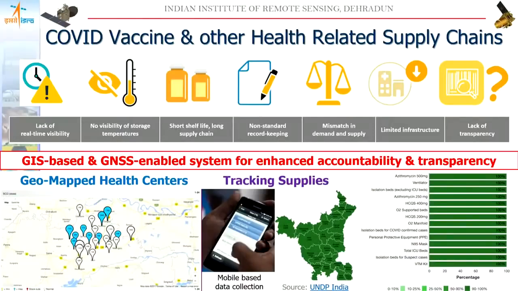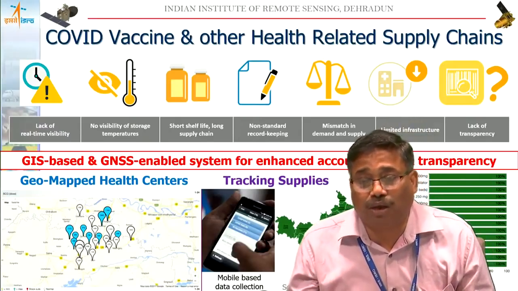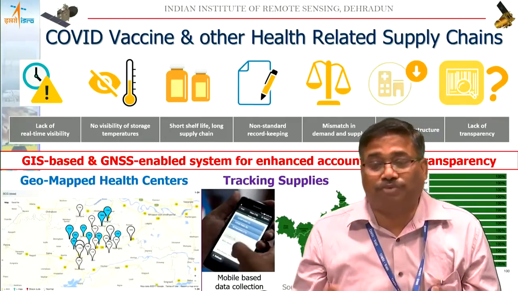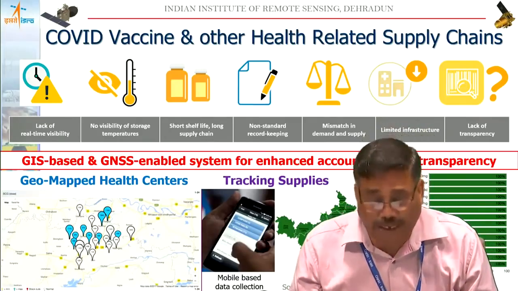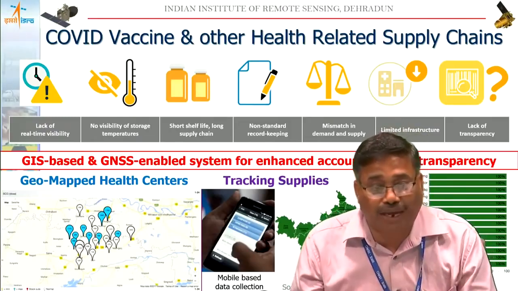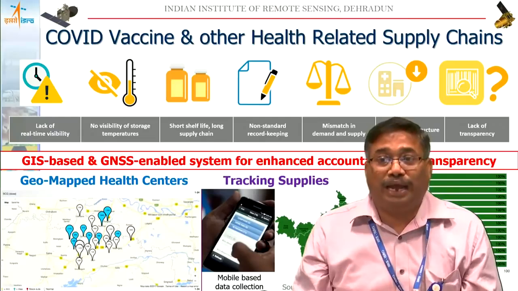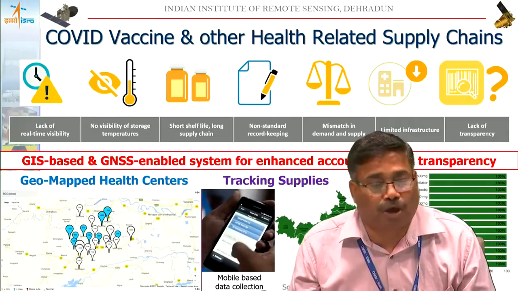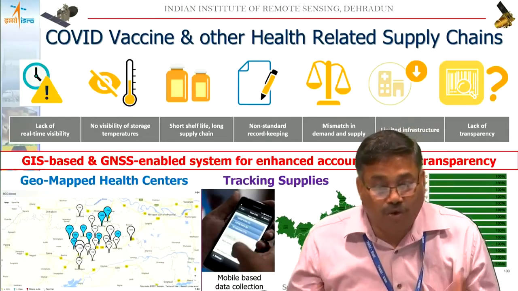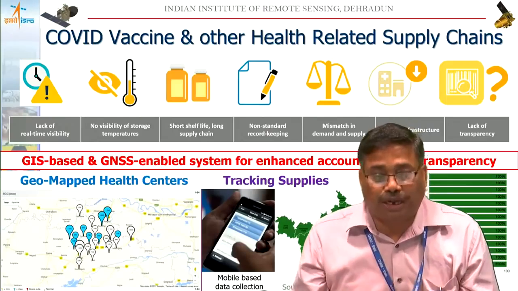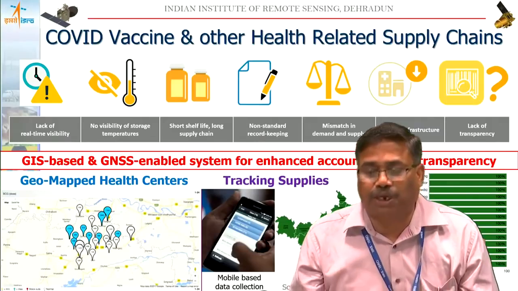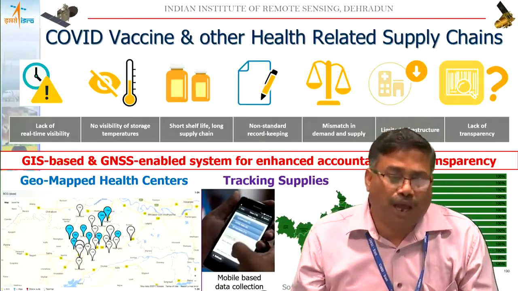The second thing is, although it was mentioned that oxygen, how we can manage the distribution of oxygen in different states by making use of GIS itself is one of the challenges people can take up. But here I would like to mention the COVID vaccine and other health related supply chain. Earlier, if you don't use GIS, you will have problems of lack of real time visibility, no visibility of storage temperature, short shelf life, non-standard record keeping, mismatch in demand supply, limited infrastructure, lack of transparency. All these problems you will come across.